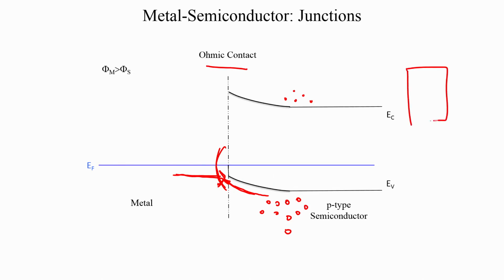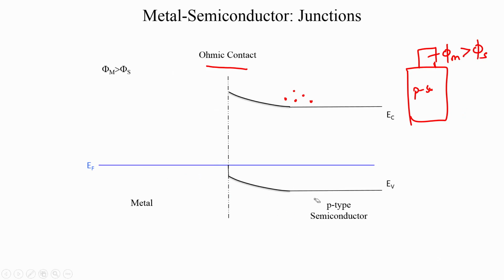So if you have a p-type semiconductor and you want to make an ohmic contact with a metal, you must choose a metal which has got a work function that is greater than the semiconductor. So this is an ohmic contact with a p-type semiconductor. And far away in the bulk you see that it is still a p-type semiconductor, the EF is close to EV, and the semiconductor sees nothing interesting.